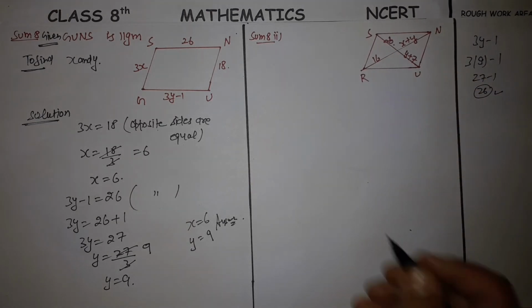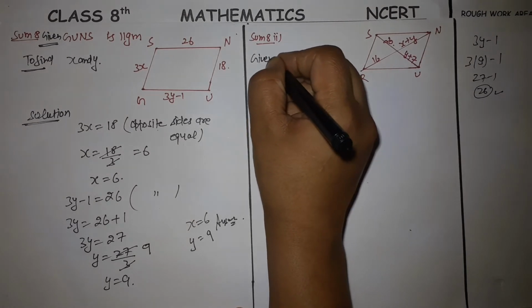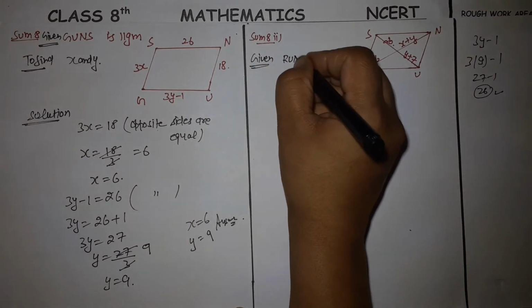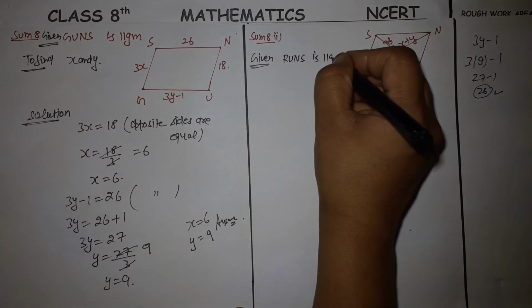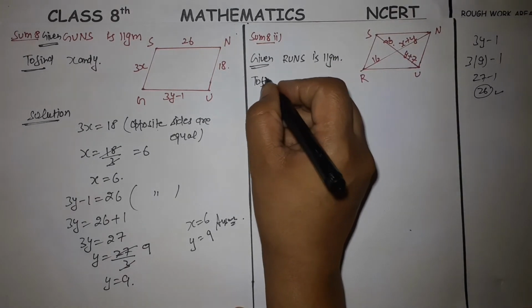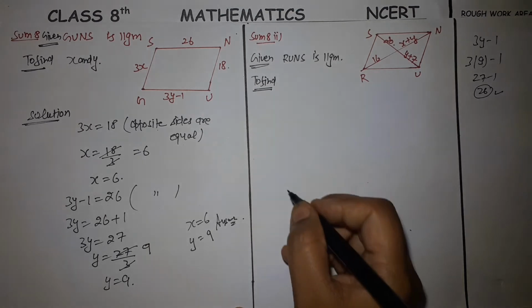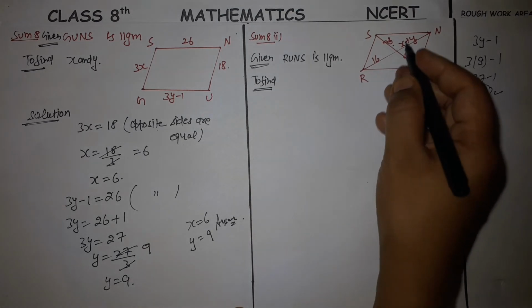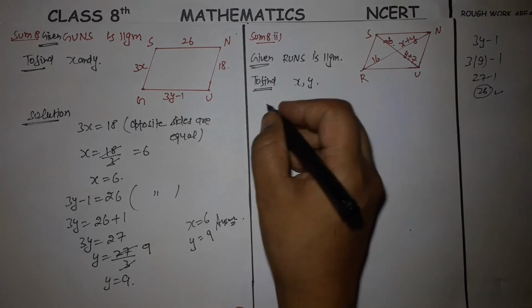RUNS is a parallelogram. Given, RUNS is a parallelogram. To find x and y.